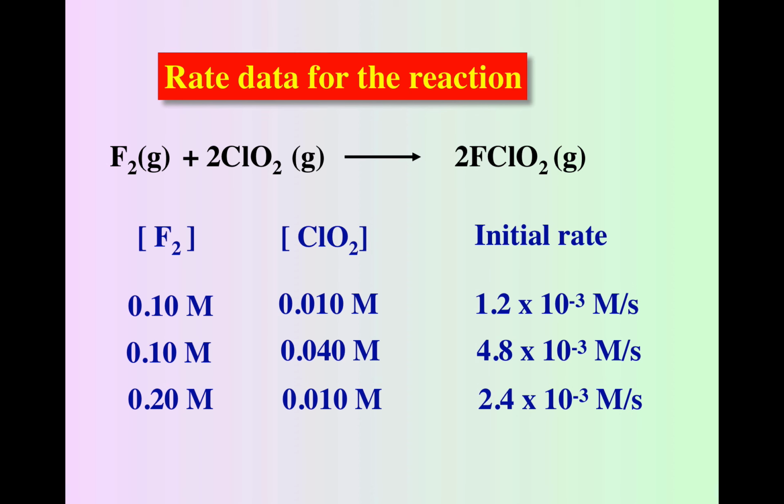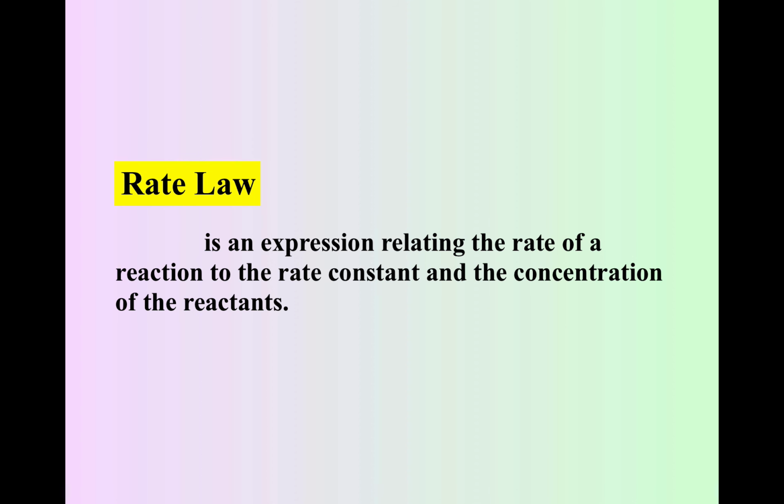Between experiment number 1 and experiment number 3, I'm holding the concentration of chlorine dioxide constant, but doubling the concentration of fluorine. Well, that doubles the rate of reaction, which also shows an effect of concentration on rate of reaction. So this is where our rate law comes from. It comes from experimentation, changing the concentration of the reactants and seeing how it affects the rate.